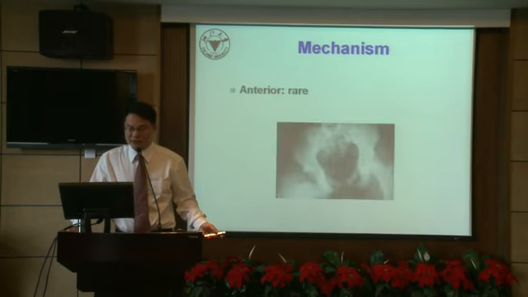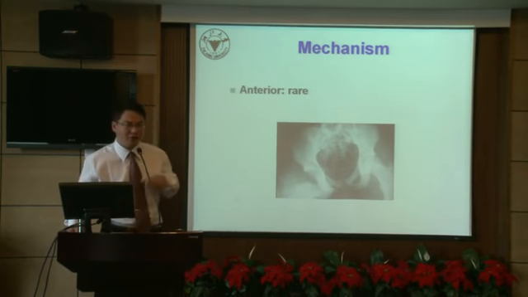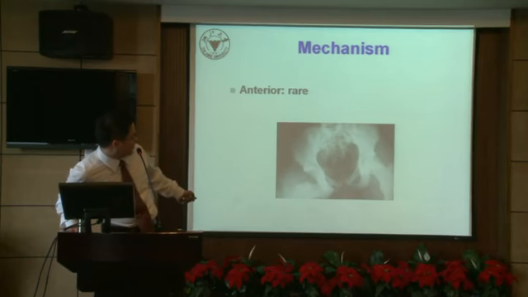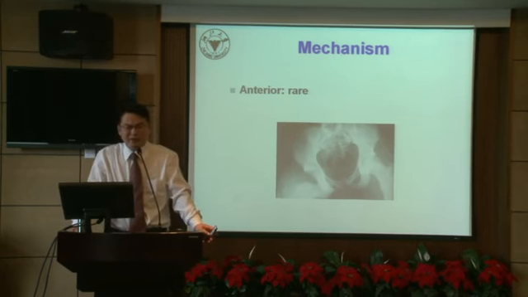Another pretty rare type of hip dislocation is anterior dislocation, and this happens under the opposite mechanism. After the anterior dislocation, you will find the femoral head goes anterior to the acetabulum here. This is not so common. Actually, in my career, I only met one case of anterior dislocation of the hip.